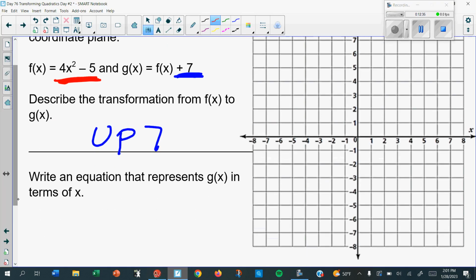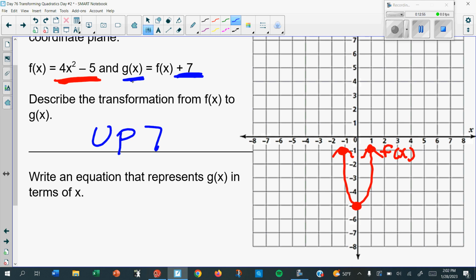So 0, -5, 1, -1, and it was -1, -1. So here we go. Draw arrows, and this one's name is f of x. Don't forget to label it. Okay, what's g of x? Well, g of x is just f of x moved up 7.